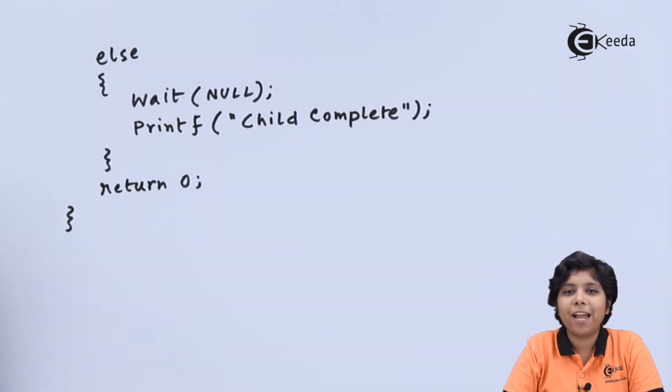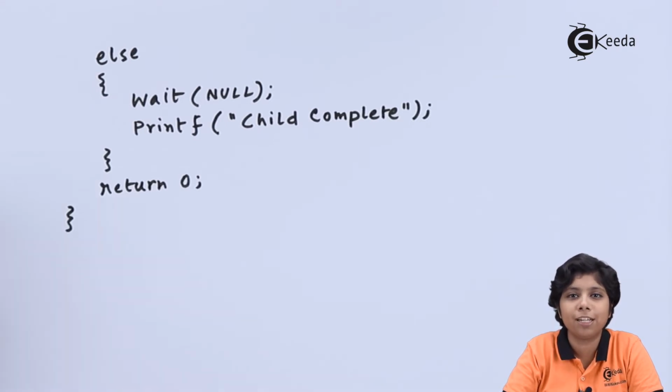Now, if the pid returns a non-zero number that is positive, that means it is actually the parent process. So what is the parent process doing here? It is waiting for the child process to terminate its execution, and after the completion of the execution of the child process, the parent resumes its operation. And the printf statement here is for displaying that the child has completed its execution. So in this way, the fork system call can create a process in Unix and Linux-based systems.